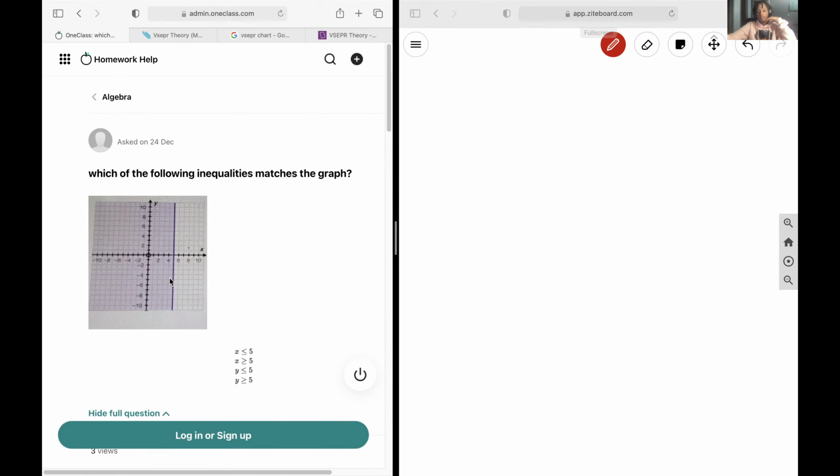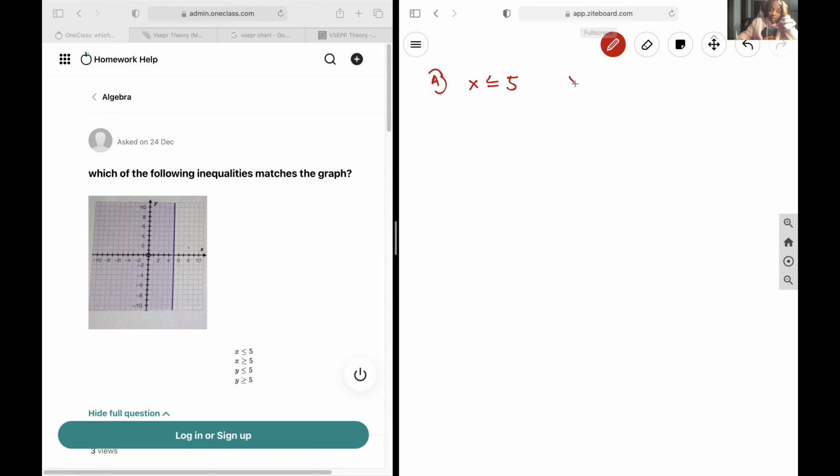Okay, so next up, we want to find which of the inequalities matches the graph. A good way to test your understanding of these inequalities is to actually plot all of them and see which one will give you the correct graph. So for option A, we have x is less than or equal to 5. There are 3 parts of this inequality. We have the number, we have whether it's equal to, and lastly we have whether it's less than or greater than.